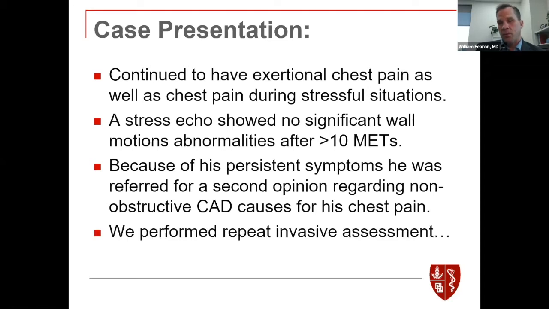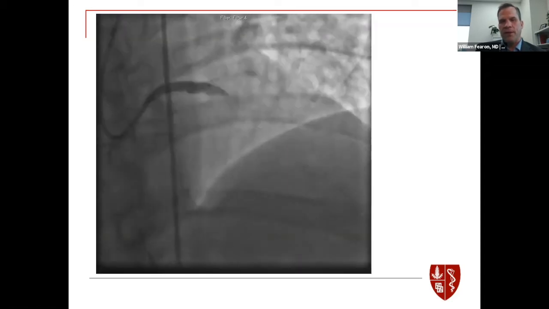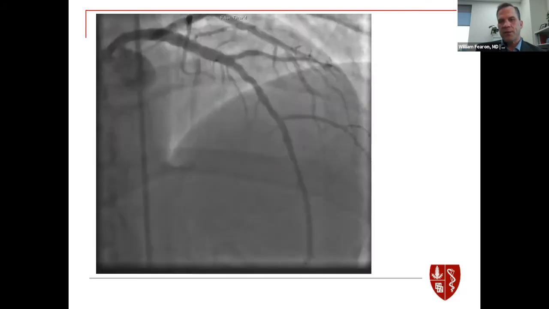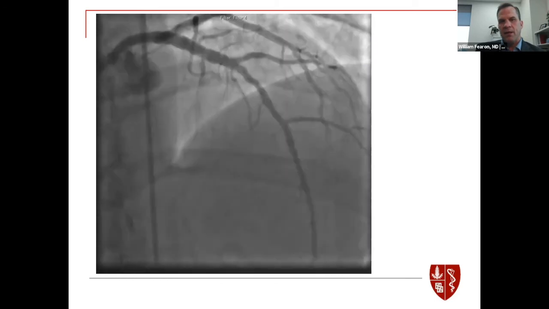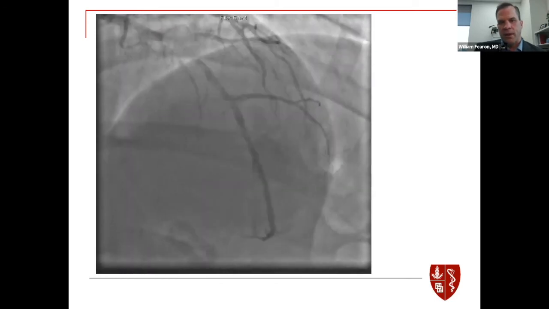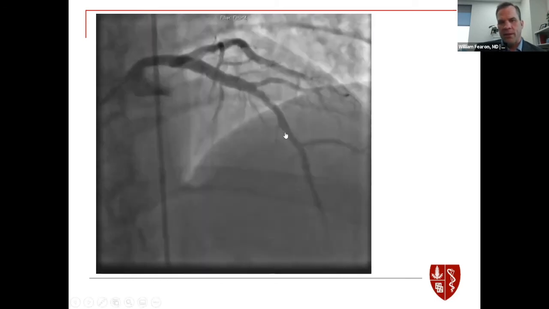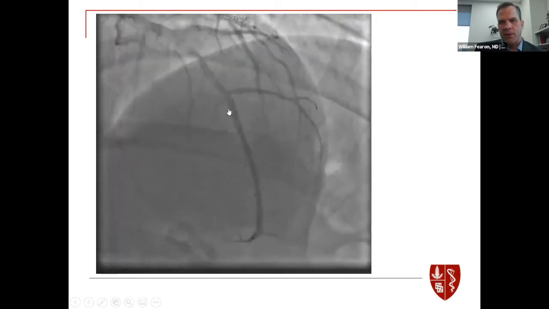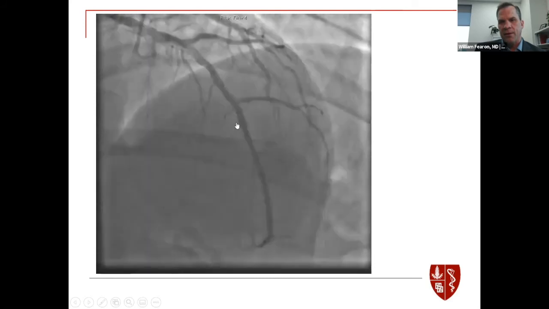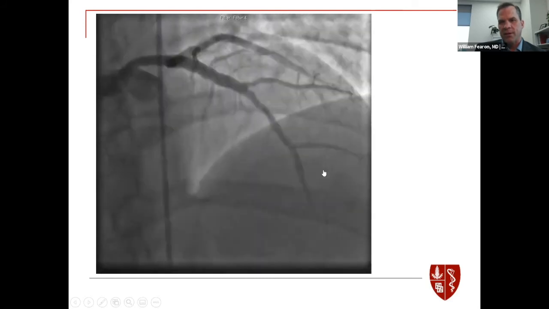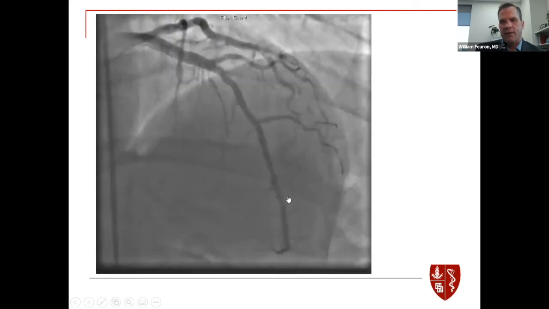So we performed a repeat invasive assessment. This shows the LAD again, and you see there are some luminal irregularities. It's not a normal LAD. You also see, I don't know if you can see my cursor or not, near this second diagonal there's a stent in the LAD as well as in the proximal portion of that diagonal.